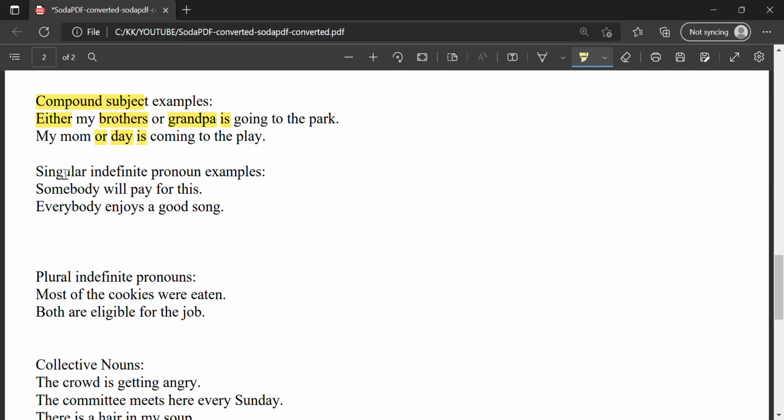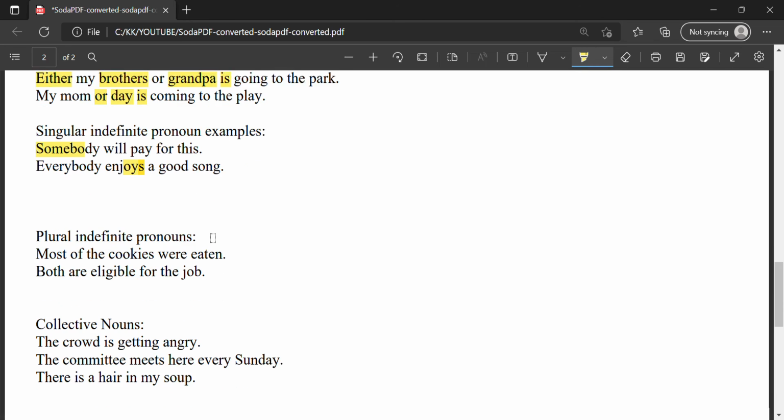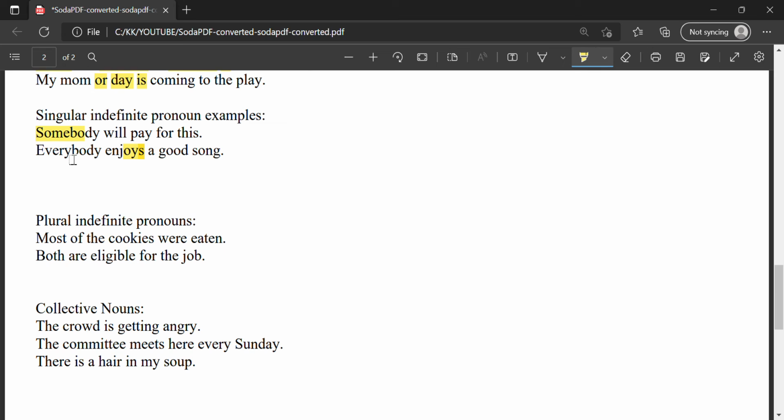Okay, singular indefinite pronoun examples. Somebody will pay for this. Okay. Everybody enjoys a good song, so everybody enjoys. Since everybody is like a collective of people, most of the people, it is still using a singular verb here.